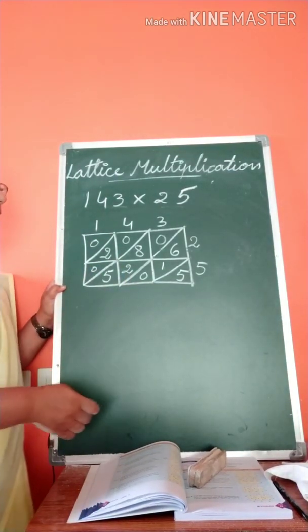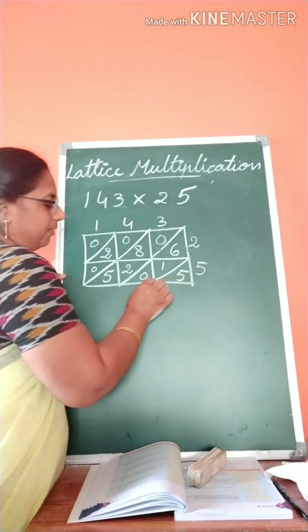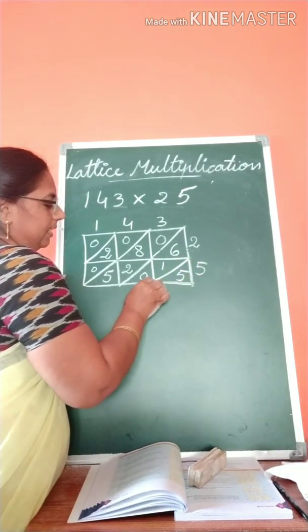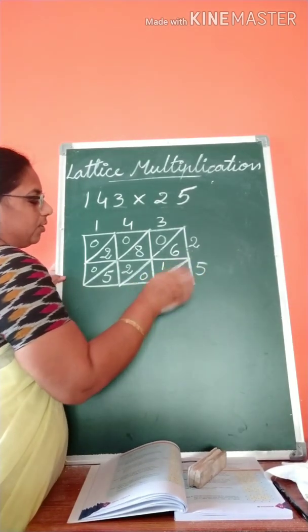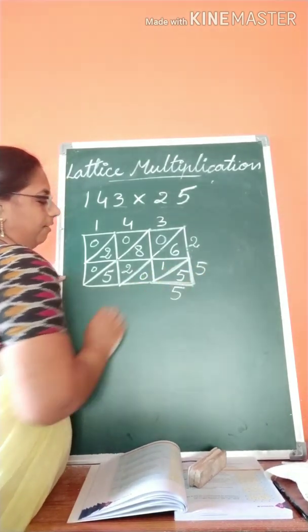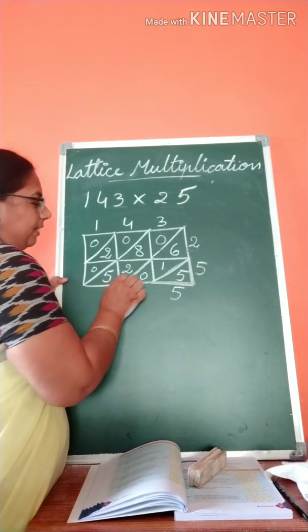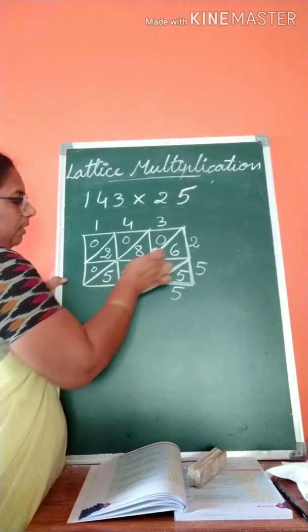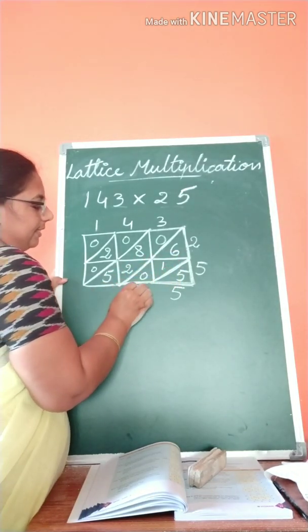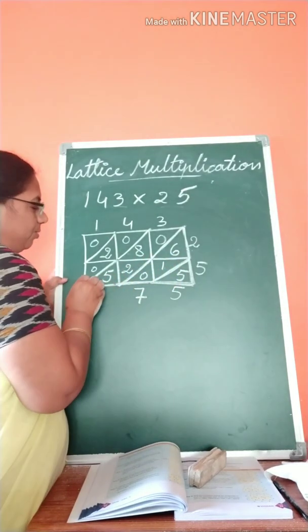Now what we have to do? We have to add. See, for the first shape we have to do. How many digits are there here in this? It's only 5. So, write 5. Next, take this shape. And what are the digits here? 6 plus 1 plus 0, it is 7. Right? Next, coming to this shape.